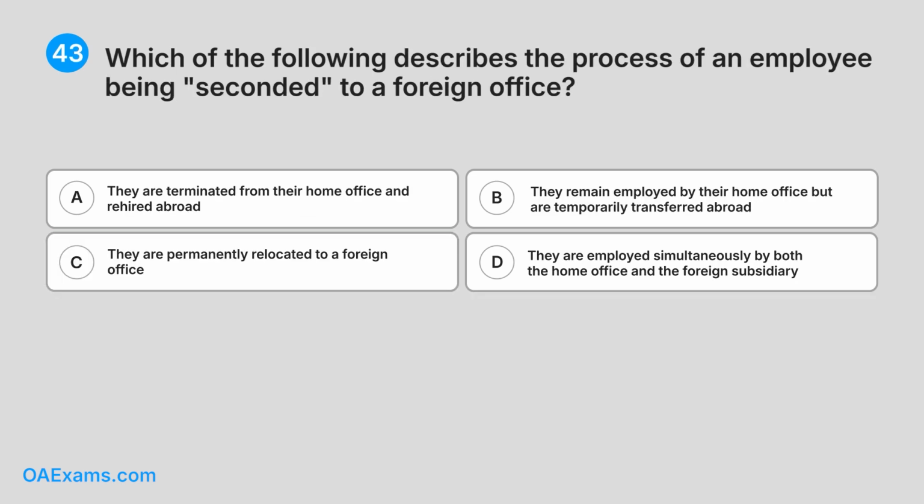43. Which of the following describes the process of an employee being seconded to a foreign office? A. They are terminated from their home office and rehired abroad. B. They remain employed by their home office but are temporarily transferred abroad. C. They are permanently relocated to a foreign office. D. They are employed simultaneously by both the home office and the foreign subsidiary. Can you guess the answer?